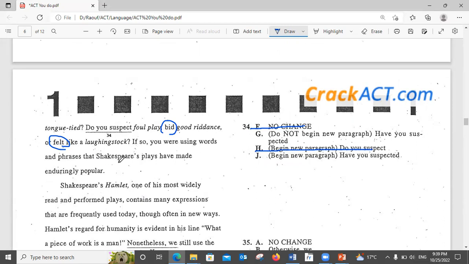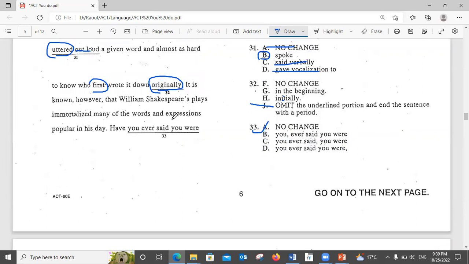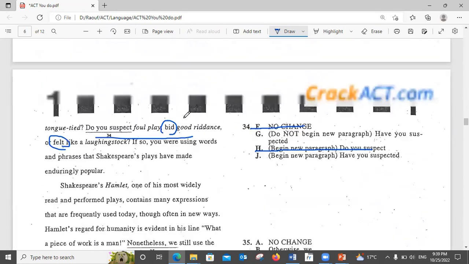So I think we need to start a new paragraph here. No, we don't need to start a new paragraph. I think it's about the same thing. It's even continuing. The question here is very similar to the question here. So we don't need to separate this idea from the rest of the paragraph. So do not begin a new paragraph. Keep it the way it is. So the correct answer is G.